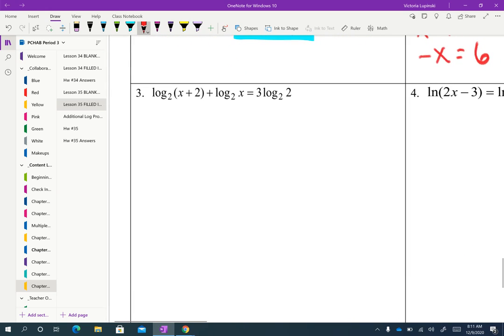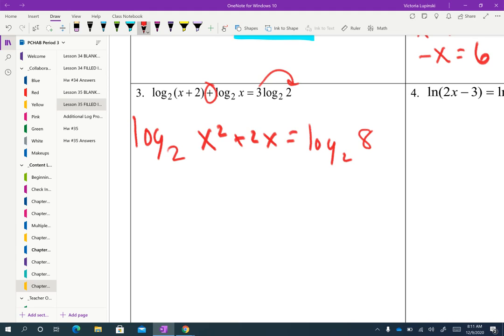Final 2 problems. So here in number 3, I'm going to take this addition and turn it into a multiplication. So log base 2 of x squared plus 2x. I'm going to move this 3 up to the top, which would become log base 2 of 8. I'm going to then go ahead and get rid of my logs. x squared plus 2x equals 8. Well, that looks like a quadratic.